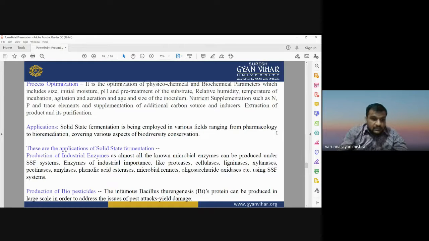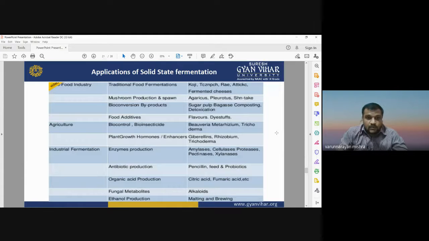The production of industrial enzymes: almost all the known microbial enzymes can be produced under the SSF system. It has very important industrial applications, with industrial enzymes like protease and cellulase. Okay, and we can have the production of biopesticides using this SSF. The infamous Bacillus thuringiensis protein can be produced on a large scale in order to address the issue of pest attacks and yield damage. These are the applications of the solid state fermentation process.